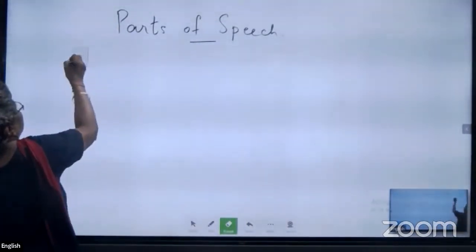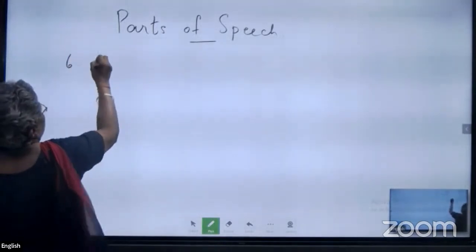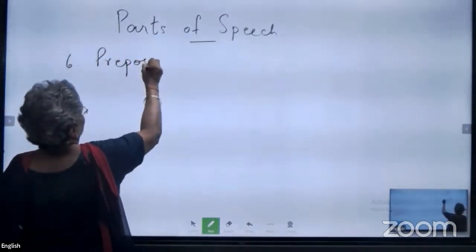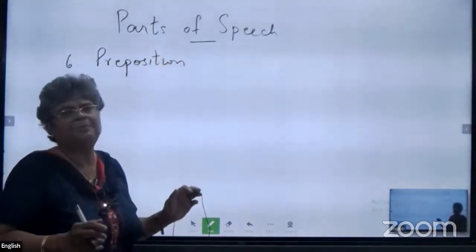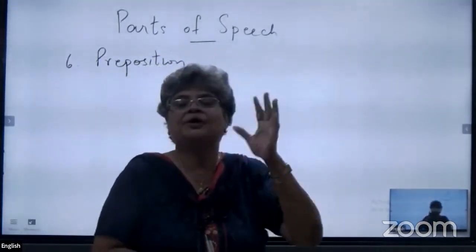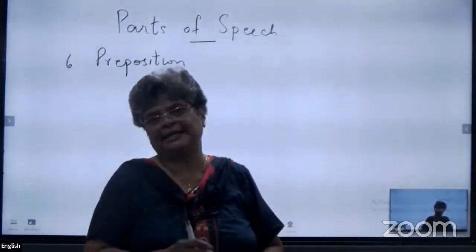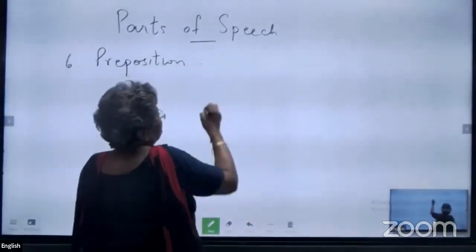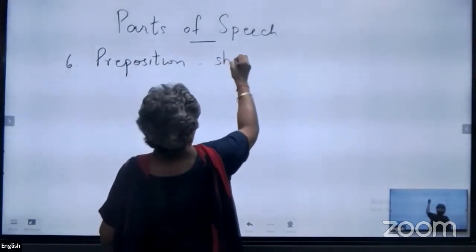The sixth one is, sorry, preposition. In preposition, among all the 8 parts of speech, this is the most unpredictable because there are not many definitions that we can explain in this. Like, preposition shows the position of a noun.